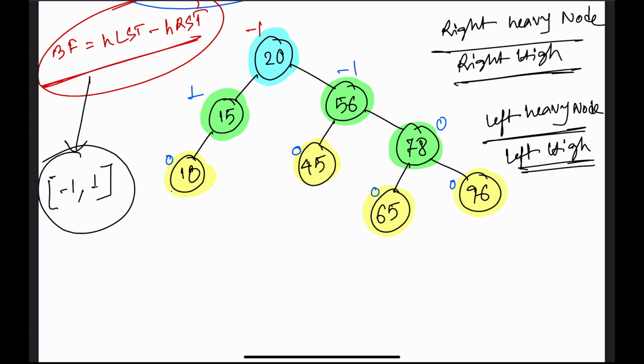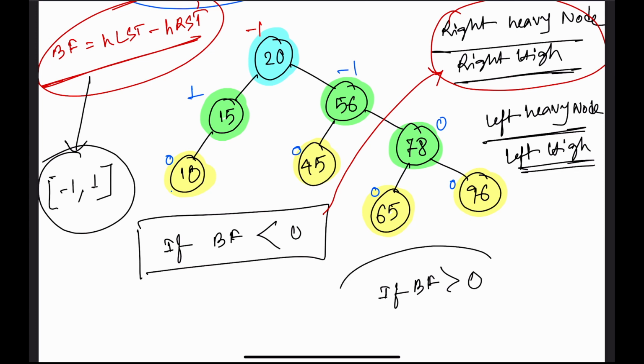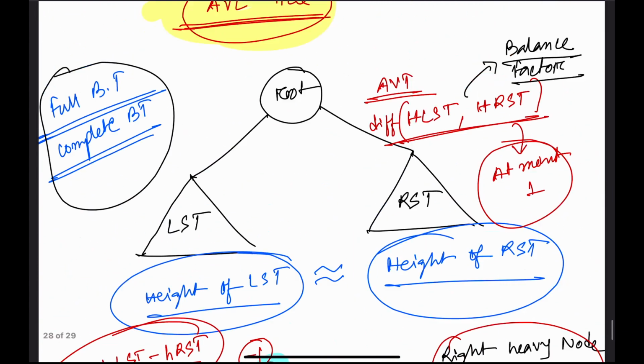So you can see that if the balance factor of a node is less than 0, then obviously this is a right heavy node. And if the balance factor is greater than 0, then you can say it is a left heavy node or left high node, isn't it? For example, this, and in case of this it's -1, -1. So these are the basics of AVL tree which I have discussed.